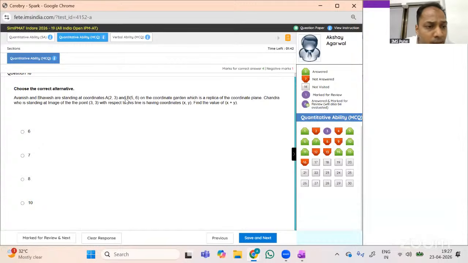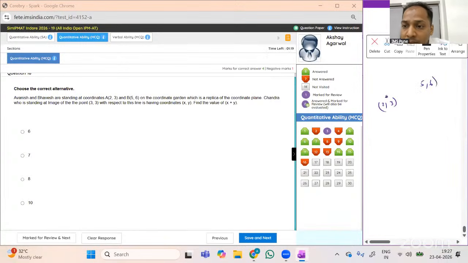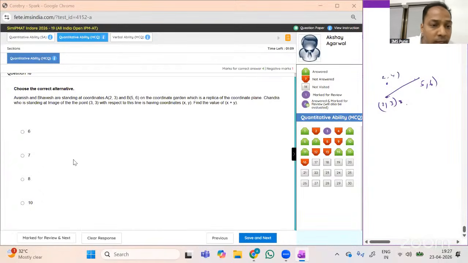A and B are standing at 2, 3 and 5, 6, which is the replica of the coordinate plane. Chandra is standing at the image of the point 3, 3 with respect to the line, having coordinates x, y. Okay, so 2, 3 and 5, 6. It is a line with slope 1, and 3, 3 is somewhere over here. So basically it will be one level upper, 2, 4, and 2, 4 gives x plus y is 6. Wow.